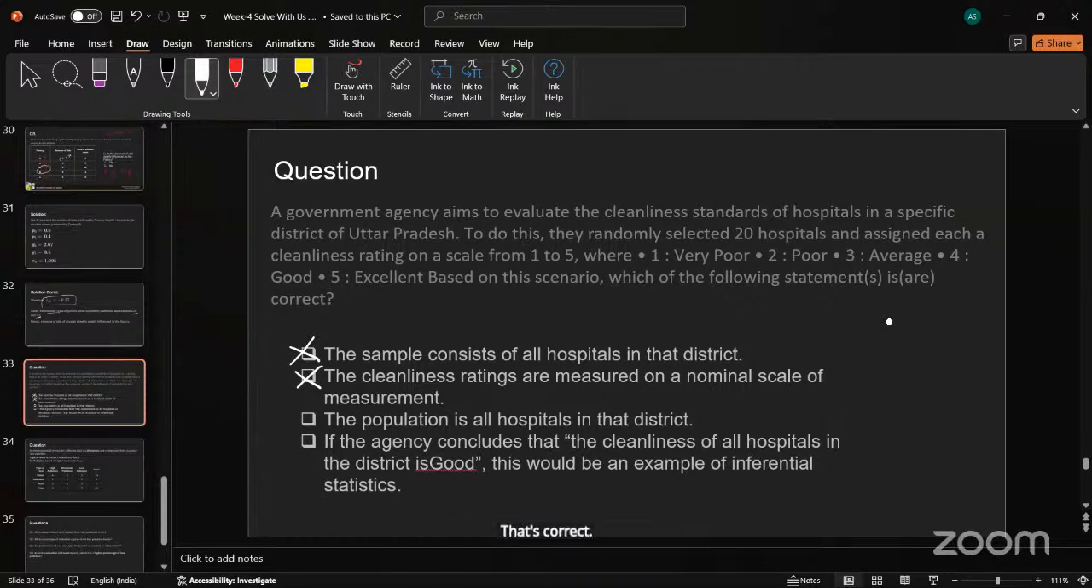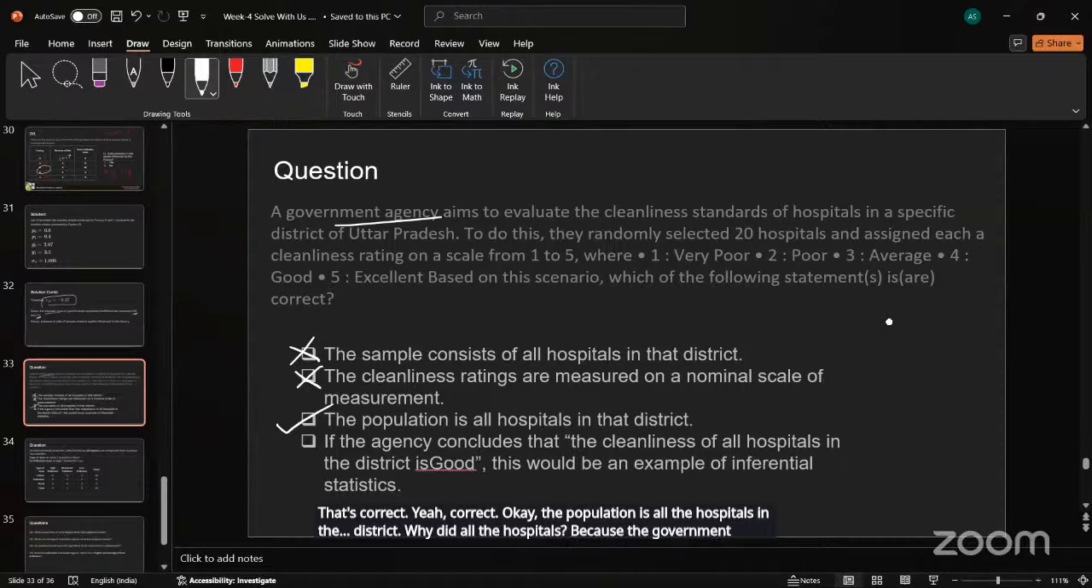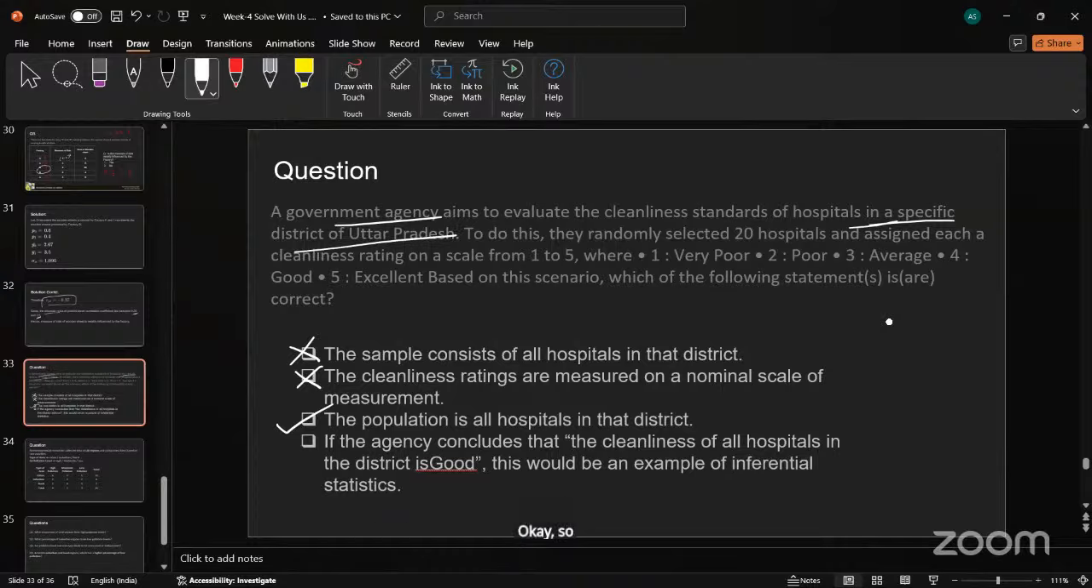Yes, sir. Correct. The population is all the hospitals in the district. Why is it all the hospitals? Because the government agency wants to evaluate the cleanliness standards for all the hospitals in a specific district of Uttar Pradesh. So the population will be all the hospitals in that district. Then what is the fourth one? Sir, this is also correct.